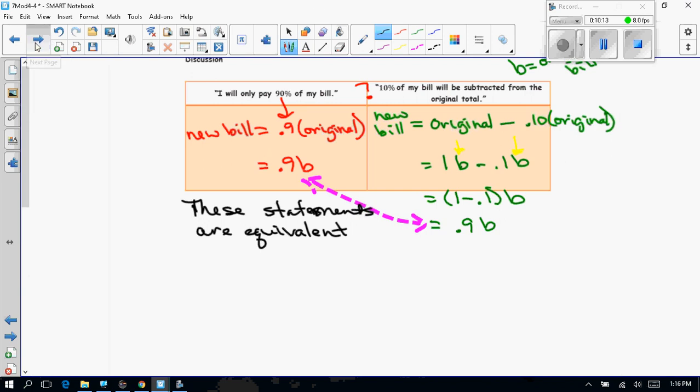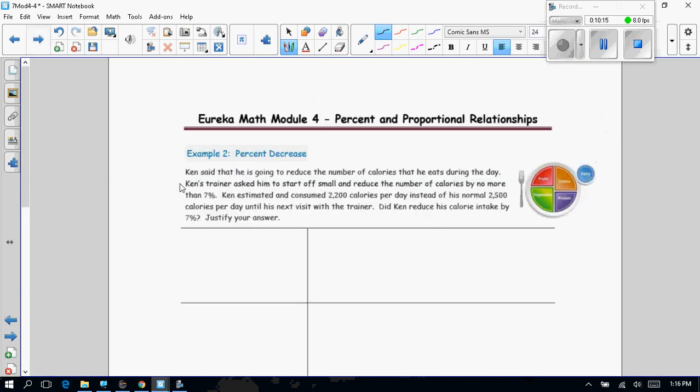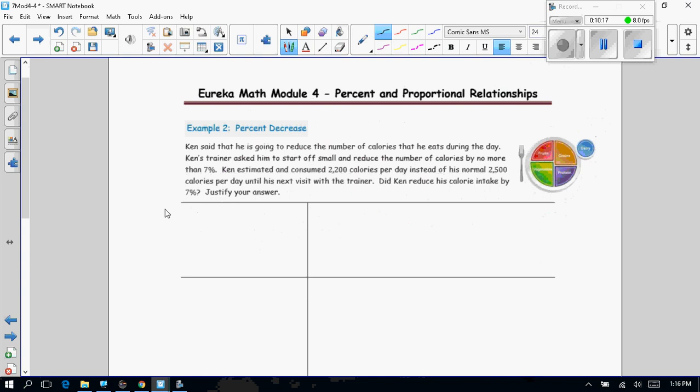All right, page 28. Ken said that he is going to reduce the number of calories he eats during the day. Ken's trainer asked him to start off small and reduce the number of calories by no more than 7%. Ken estimated and consumed 2,200 calories per day instead of his normal 2,500 calories per day until his next visit with the trainer. Did Ken reduce his calorie intake by 7%?